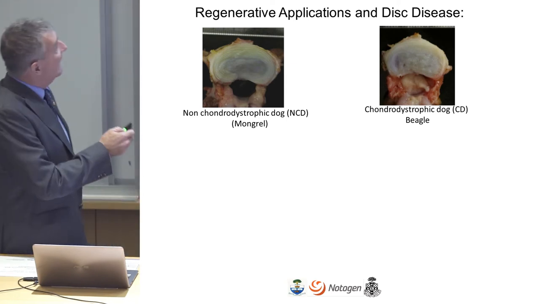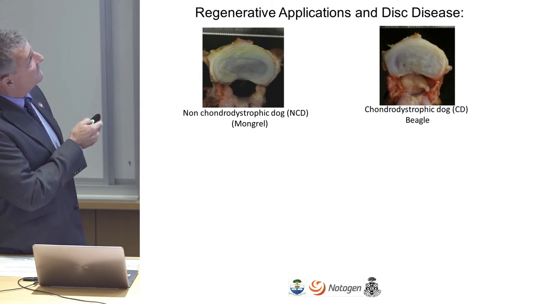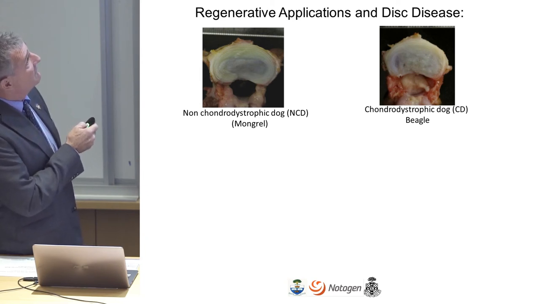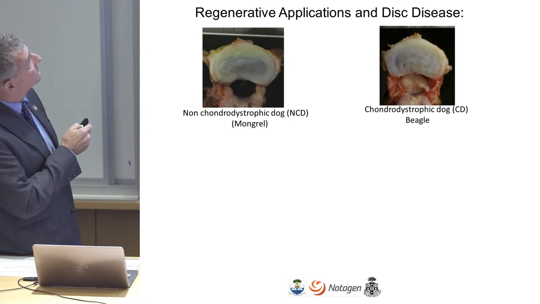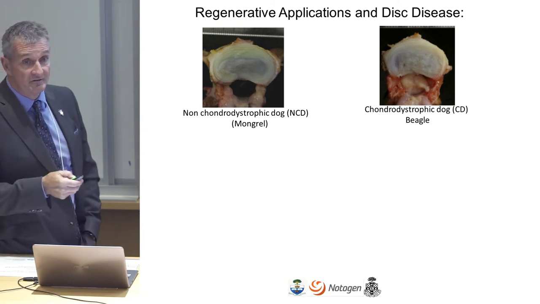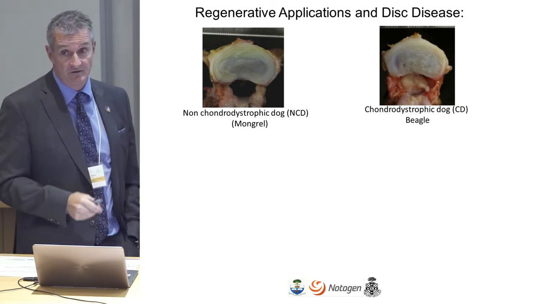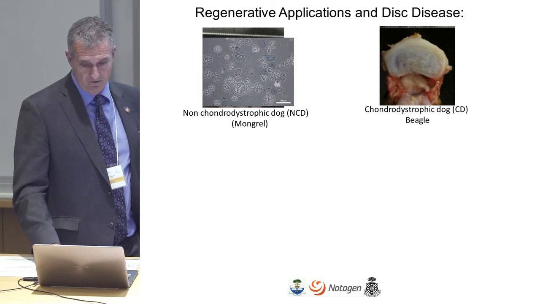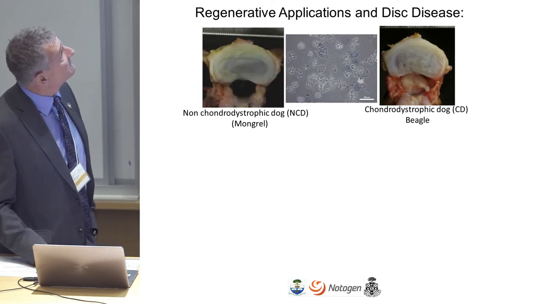The difference is that's the disc you want, but that's the disc you got. You had this when you were 5 or 6, but over time it becomes like this. So these are age-matched dogs. This is a so-called chondrodystrophic, that's a non-chondrodystrophic dog. That's full of notochordal cells, and that's full of cartilaginous cells, and that looks just like a degenerative disc in a human. And those are the funky cells in there that seem to be the difference.